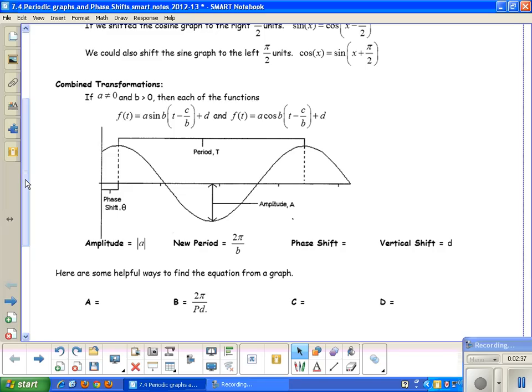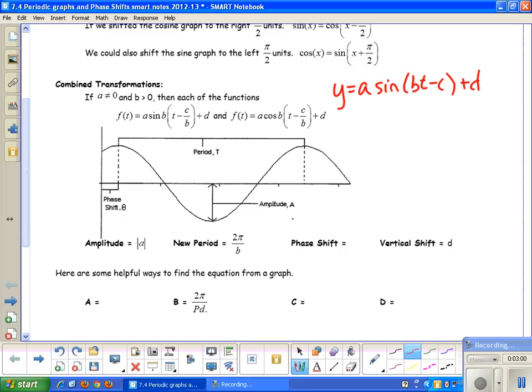For these combined transformations, this is the equation that we use: y equals a times the sine of b times t minus c over b, plus d. Where does that c over b come from? The actual equation we would use would be y equals a times the sine of b t minus c, plus d. I believe that's how they write it in your book.